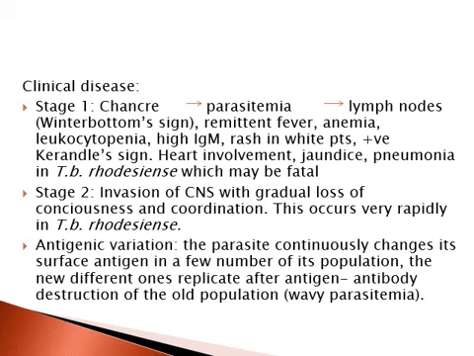So some of the parasites change their surface antigen form, so they are in a few number of its population. The new different ones replicate after antigen antibody destruction of the old population. So we have wavy parasitemia. The body makes antibodies against the trypanosomes and kills many trypanosomes except those who have changed their surface antigen. They are few, then they replicate and cause hyperparasitemia, then there are antibodies built against them. So this is repeated every time causing wavy parasitemia, but the parasite doesn't end inside the human body.